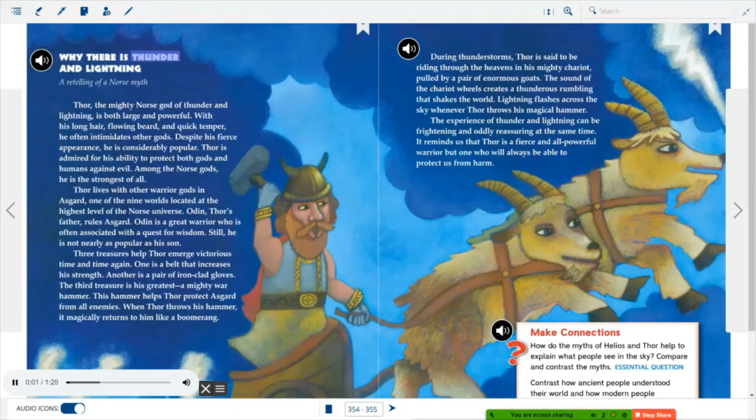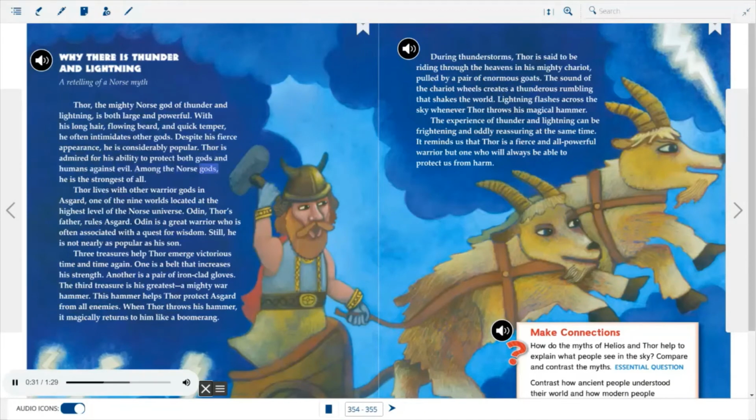Why there is thunder and lightning. A retelling of a Norse myth. Thor, the mighty Norse god of thunder and lightning, is both large and powerful. With his long hair, flowing beard, and quick temper, he often intimidates other gods. Despite his fierce appearance, he is considerably popular. Thor is admired for his ability to protect both gods and humans against evil.